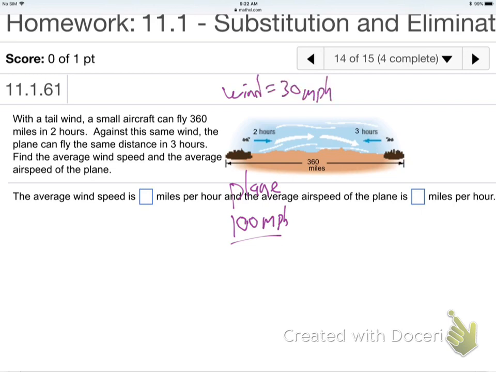Okay? So when the plane goes with the wind, how fast will the plane be able to go?